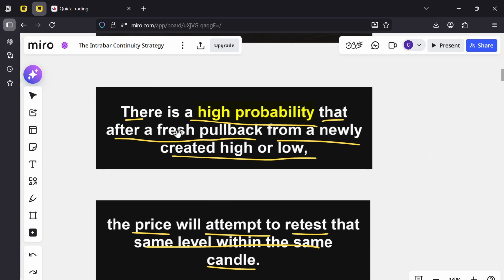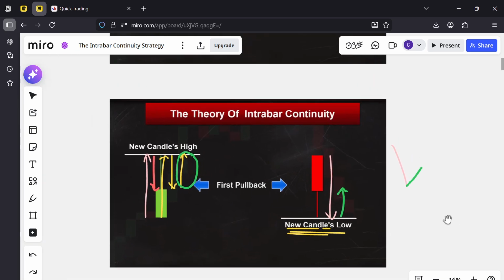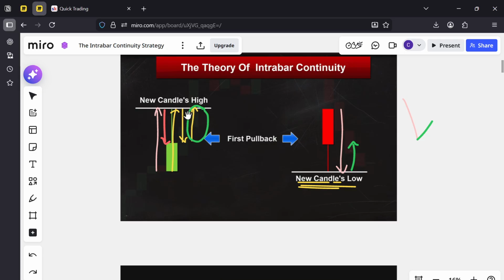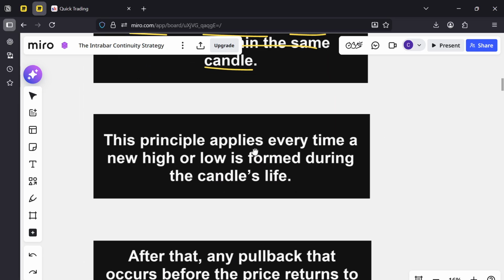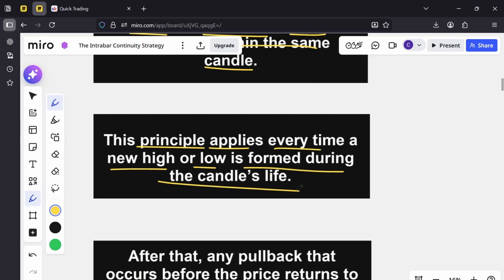Let's continue though. So like I said, there is a high probability that after a fresh pullback from a newly created high or low, it is likely that it will continue back towards that high or back towards that low, depending on what candle you're trading. And this principle applies every time a new high or low is formed during that candle's life.